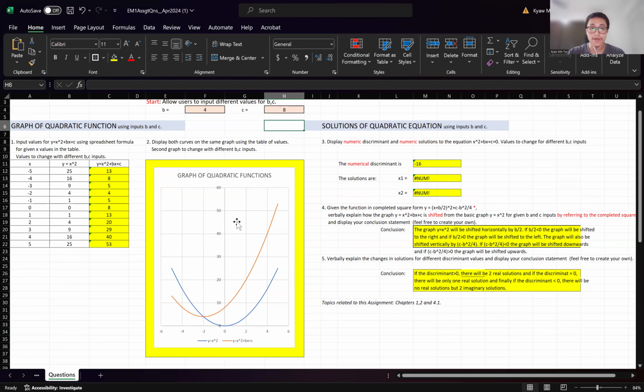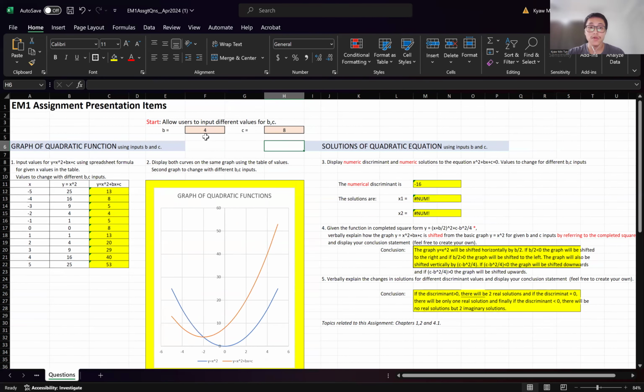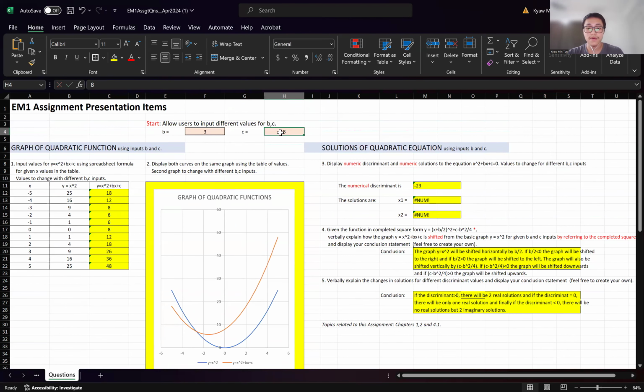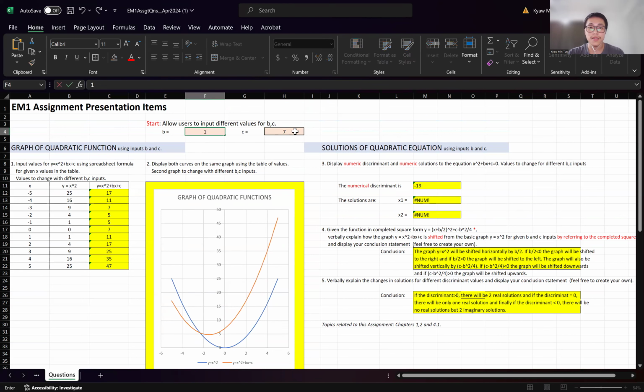And for the second question, you can also see that the graph will change according to the values of b and c. This orange graph is for y = x squared + bx + c, and this blue one is for y = x squared. So if we change the values of b and c, then the graphs will also change according to the values of b and c as well. You can see in here.